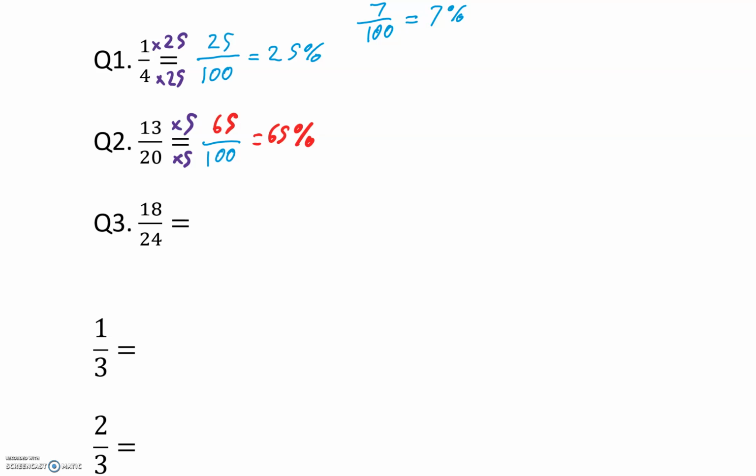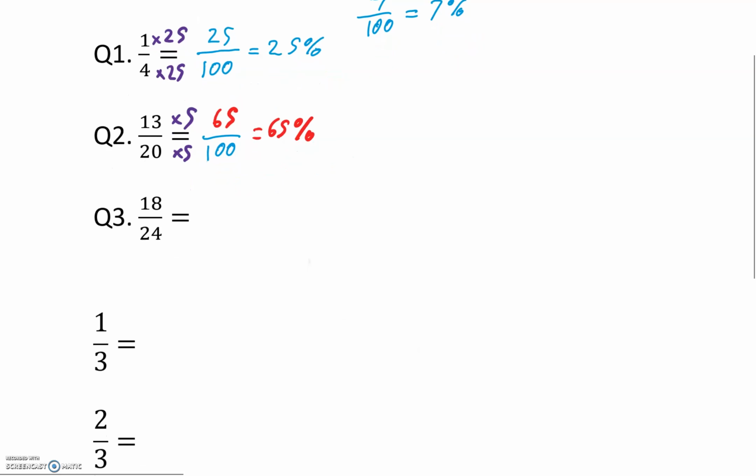Okay, here's a slightly more difficult problem, but definitely a fair question. We would like to make this into 100, but we can't. So what we need to do is see if we can simplify, and in this case we can. Simplifying is nice and simple: you divide top and bottom by the same number. What can we divide by? You can divide by 6. If we do that, top and bottom, the bottom is 4 and the top is 3.